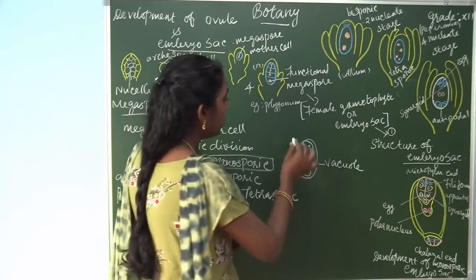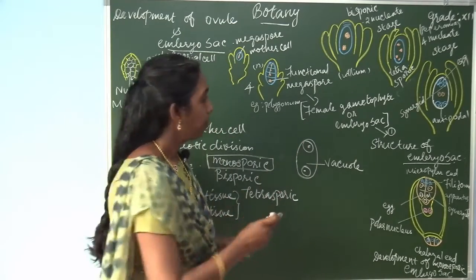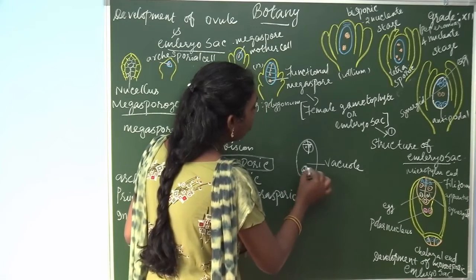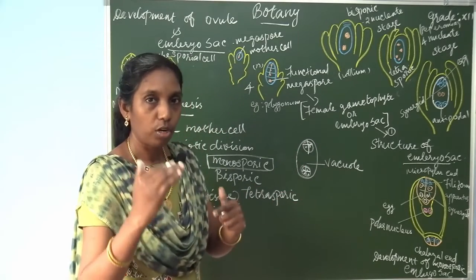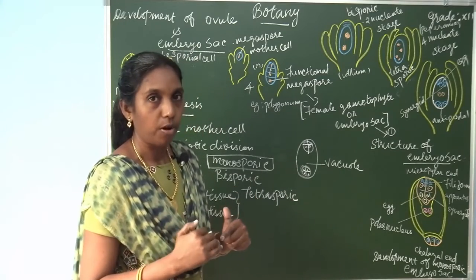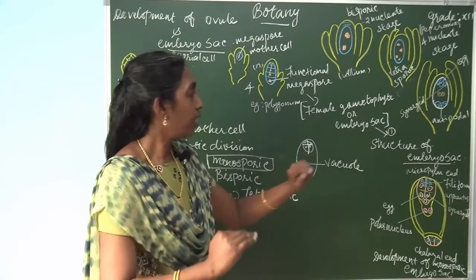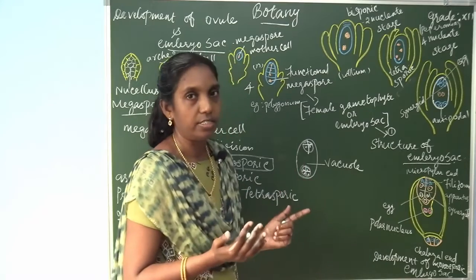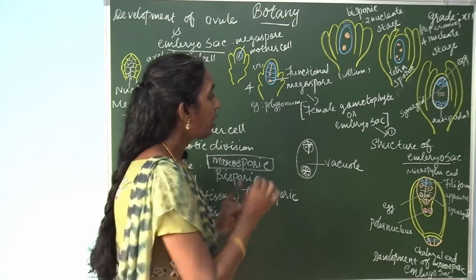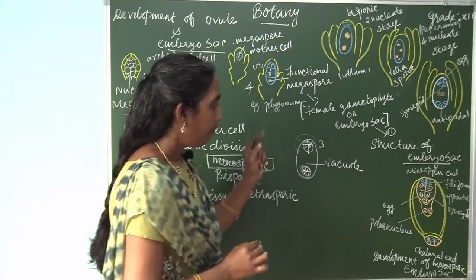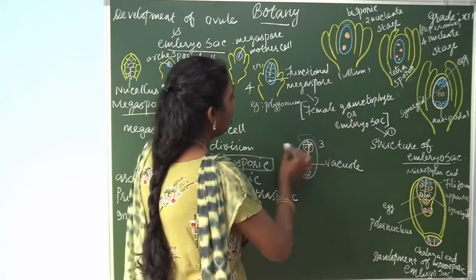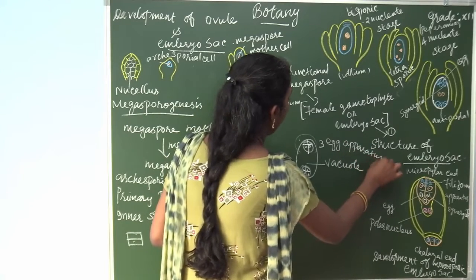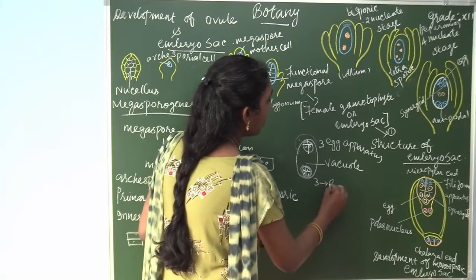Now a second division takes place. These cells divide twice, so it produces four cells on each side. In the micropylar region, four different cells are formed. In the chalazal region, four different cells are formed. At first there is a two cell stage. The two cells present in the micropylar region as well as the chalazal region divide twice and form four cells each. Among these four, three cells form the egg apparatus, and among the four at the other end, three cells form the antipodals.